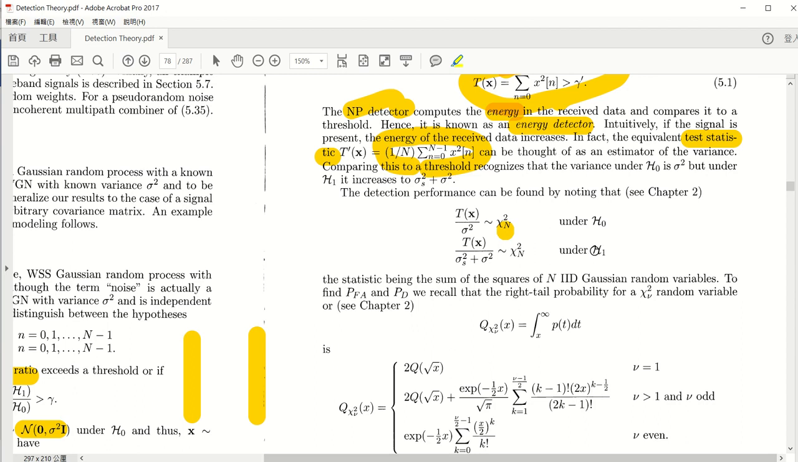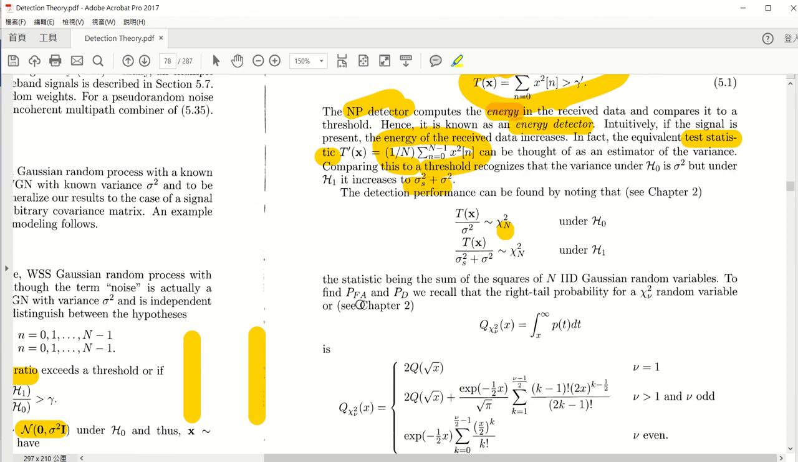And then the same thing applies for H1. You are making a summation of the square of Gaussian random variable with the variance to be something like this, and then of course you divide by its variance at the denominator, and then you get standard Gaussian. You sum it up, you get chi-square. Okay, so that's the distribution on the H0. That's the distribution on the H1. So the statistic is the sum of the square of IID Gaussian random variables.